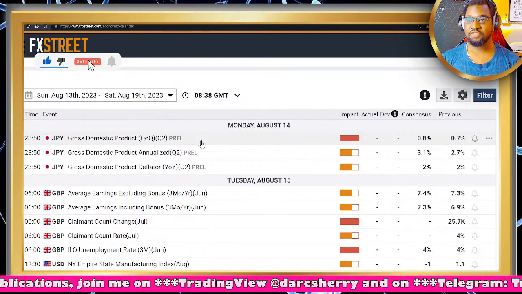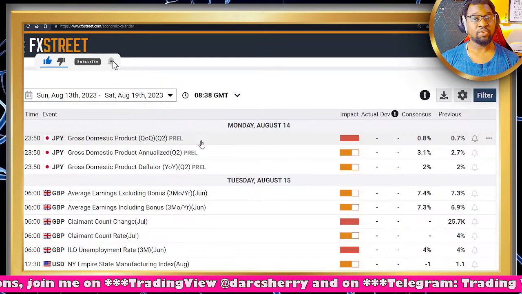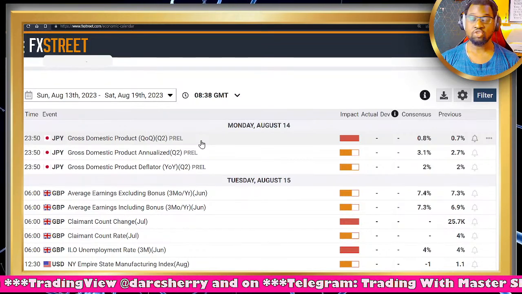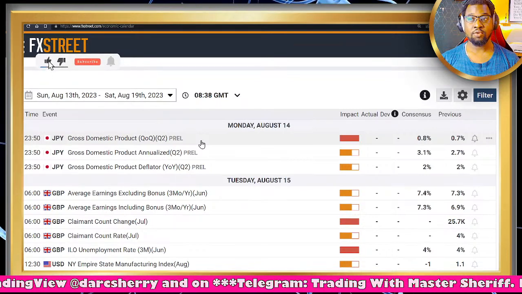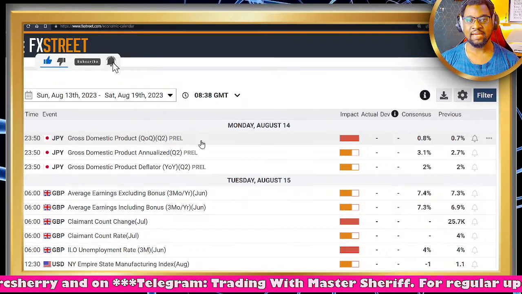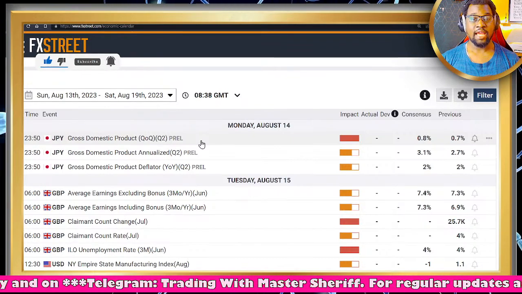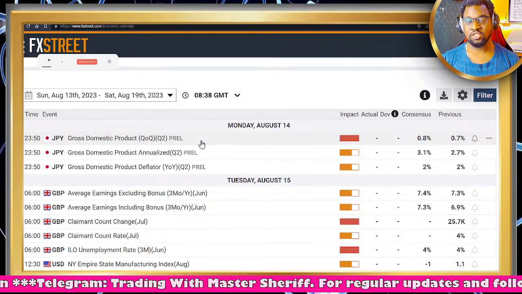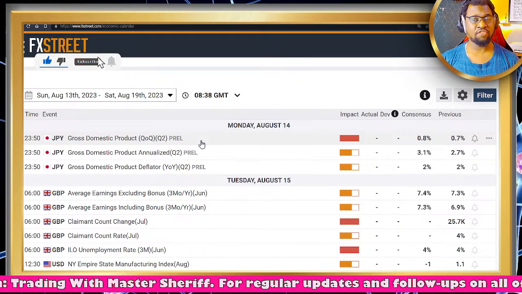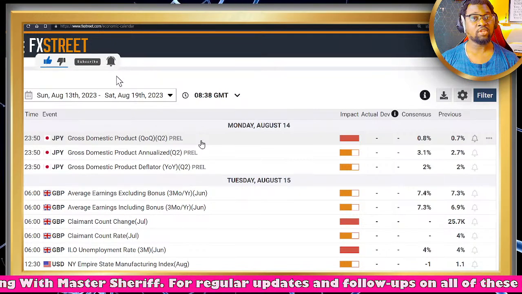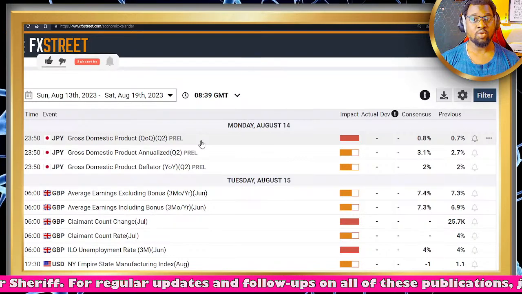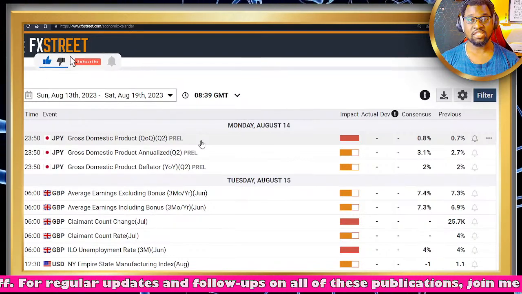So the previous data for the GDP is 0.7%, and we have economists projecting 0.8% for the quarter 2, which is a little bit on the high side, and there must be a reason for economists projecting that. So there must be some positivity in the air in that regard. So we are going to be looking forward to what the actual data is going to be like. Will it be as expected, below expectation, or even beyond expectation?